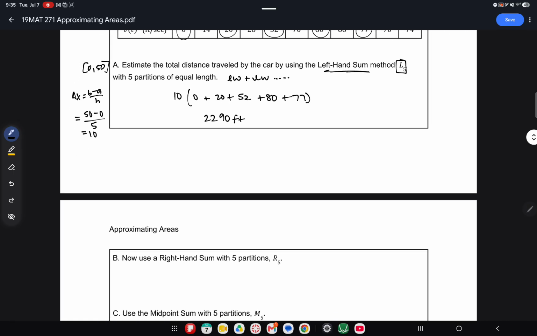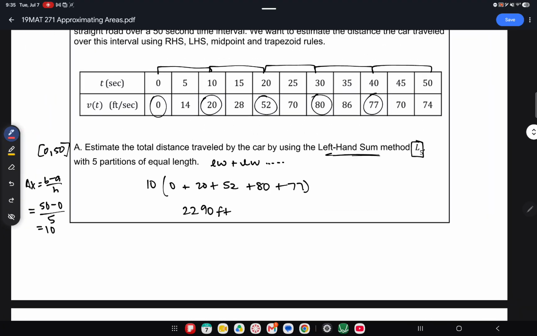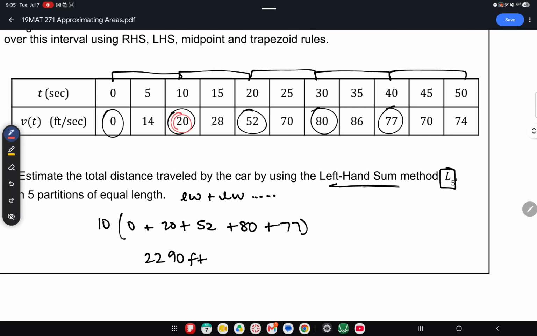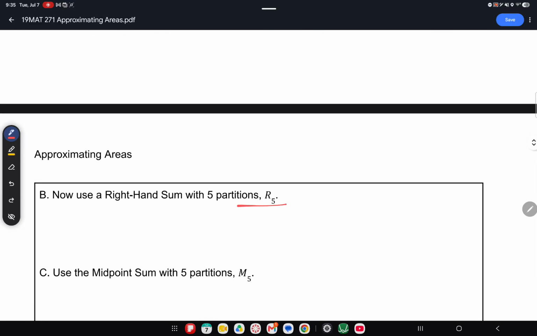Now we're going to do a right-hand sum. This time I'll do it in red. Same rectangles, but we're going to use the right endpoints this time. It has the same width of 10, but I'm using the right endpoints. So 20, 52, 80, 77, and 74. And if I add all those and multiply by 10, I get 3,030.